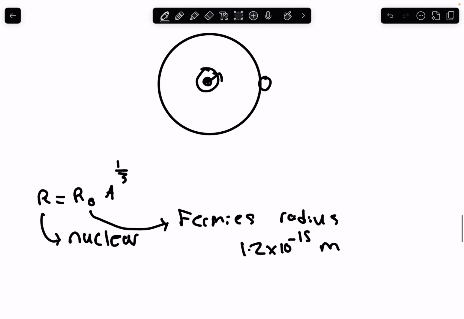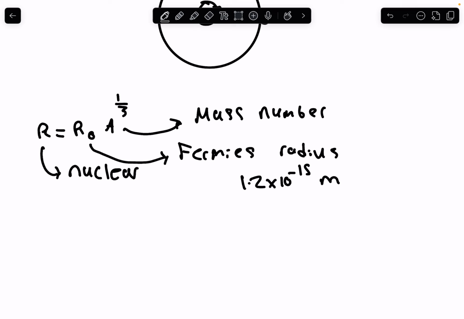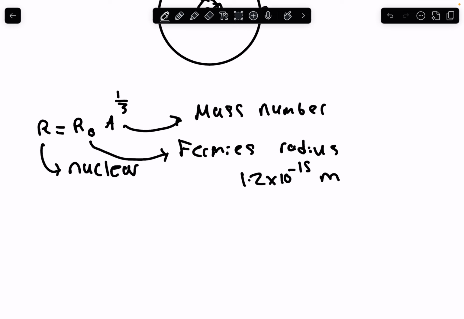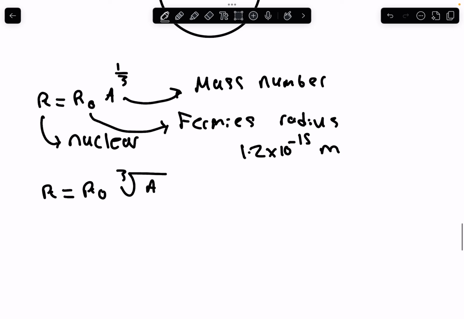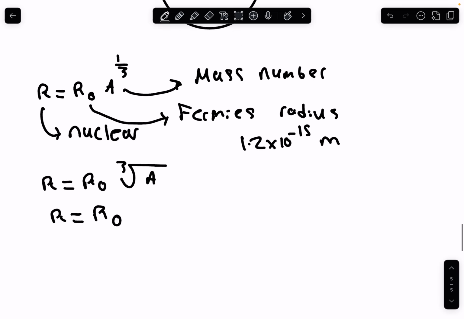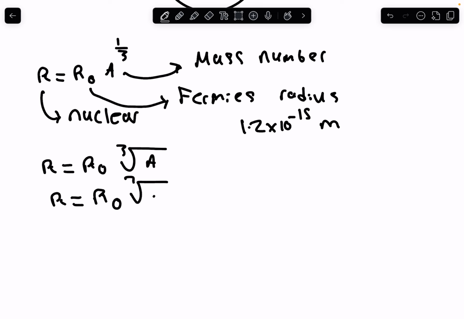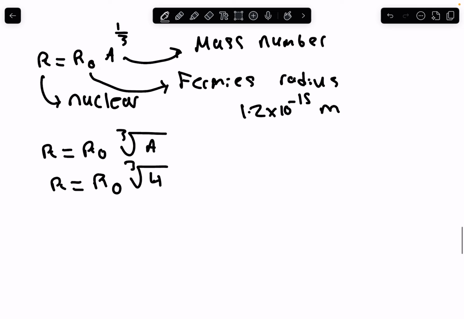Okay, and A here is the mass number, which you are supposed to know is the number of protons plus the number of neutrons. It is the larger number on a periodic table for each atom. And this equation states that R, the radius of any given atom, is equal to R node multiplied by the cubic root of A. So for hydrogen, it would simply be the Fermi radius, since the cubic root of 1 is 1, so R equals R node. For helium, it would be the cubic root of 4 multiplied by R node, and you keep on continuing.